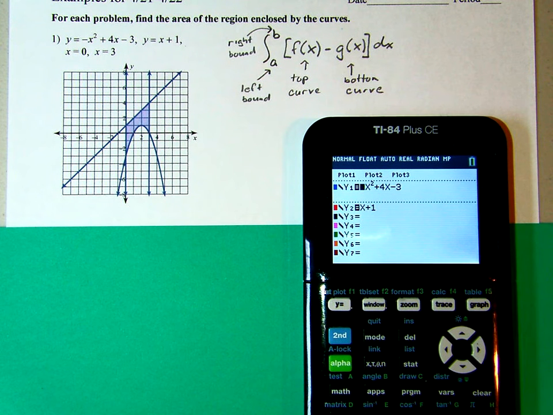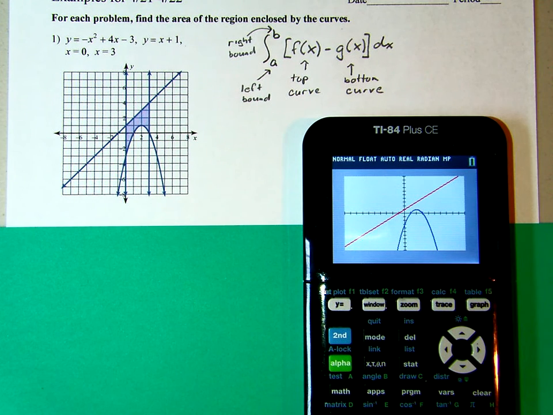So accomplishing this on a calculator, I already have my two equations in y1 and y2. The parabola is in y1, the linear is in y2. I'm going to hit graph to confirm I have these typed in correctly. The graph on my calculator screen appears to match the graph that's given to me, so I can feel pretty confident about that.